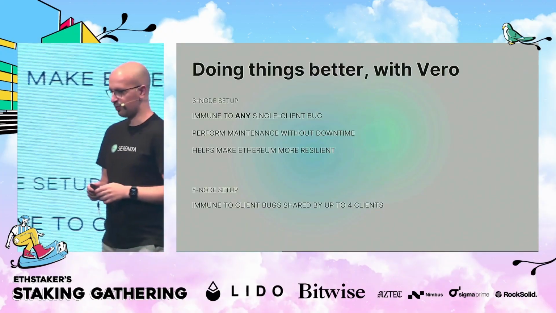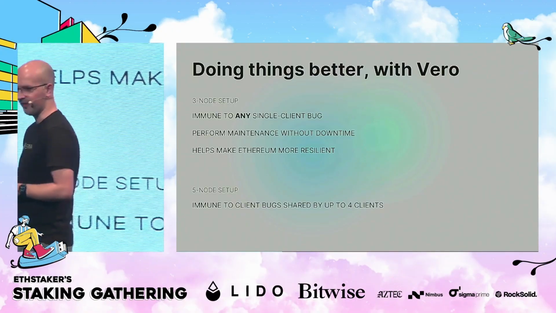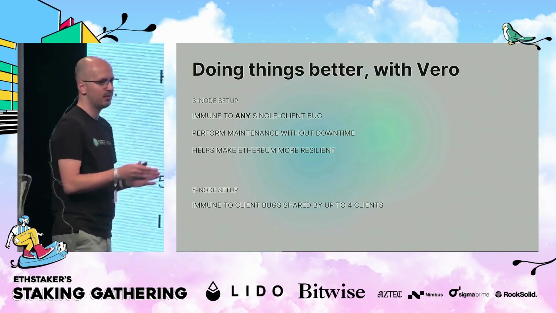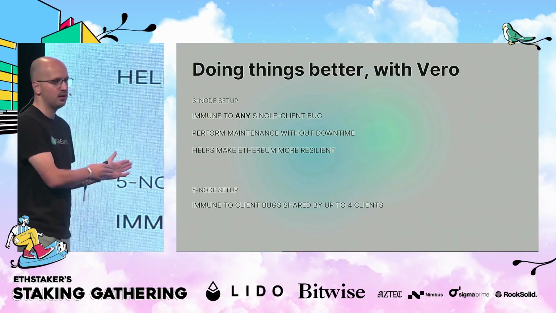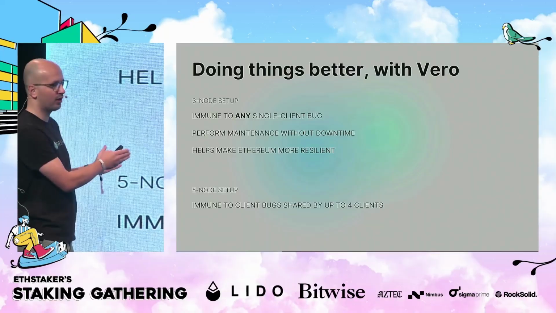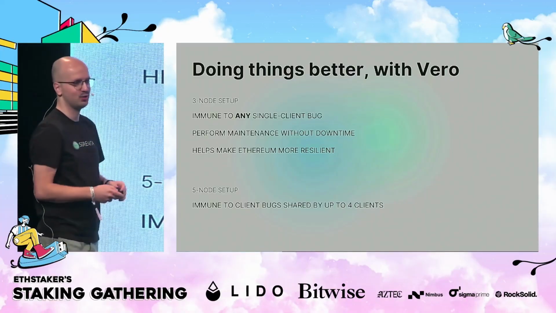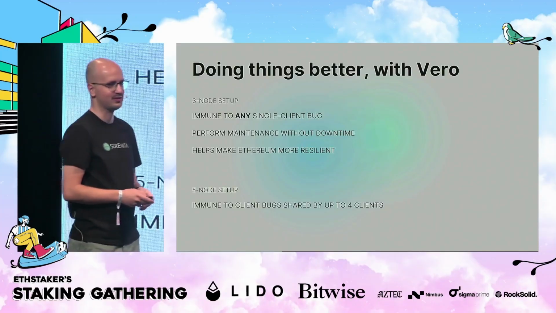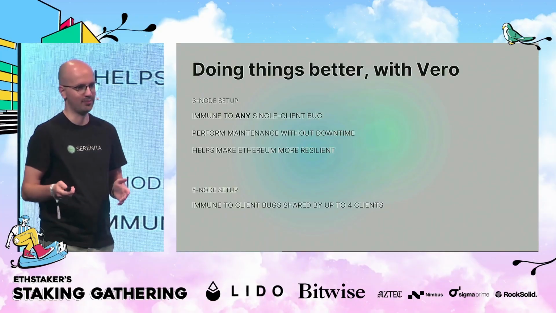If you want to take things one step further, you can set up a 5-node setup. And again, based on the threshold you choose, you can make this kind of 5-node setup immune to even 4 client bugs. So if 4 clients share a bug, you can have your validators safe from that kind of scenario, which is even worse than what happened on Hoodi.